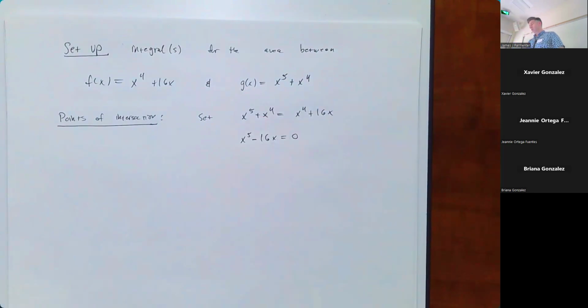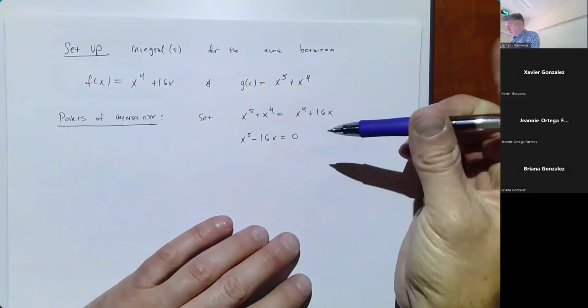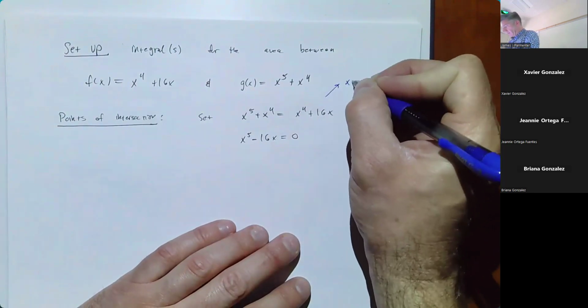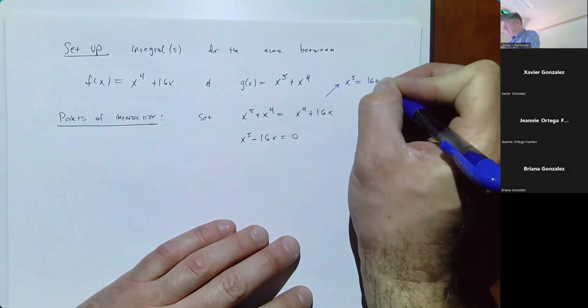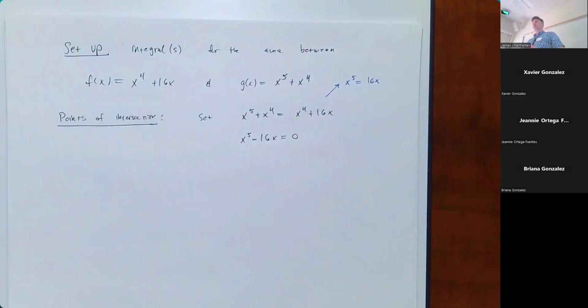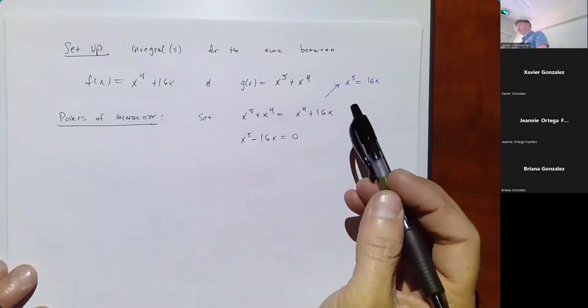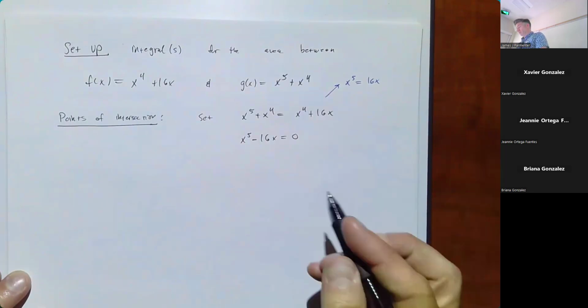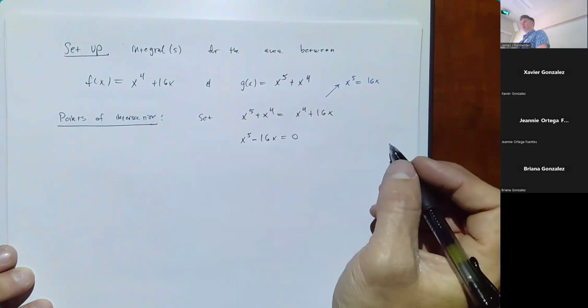One quick word of warning here. If you were to instead do this, say x to the fifth equals 16x, it's really, really dangerous to divide both sides by x here. If you divide both sides by x, you're going to miss out on the fact that x equal to 0 is a solution. And we don't want to miss any solutions. So here, we really don't want to do any dividing by x. We want to bring everything to the same side and then factor as much as possible.